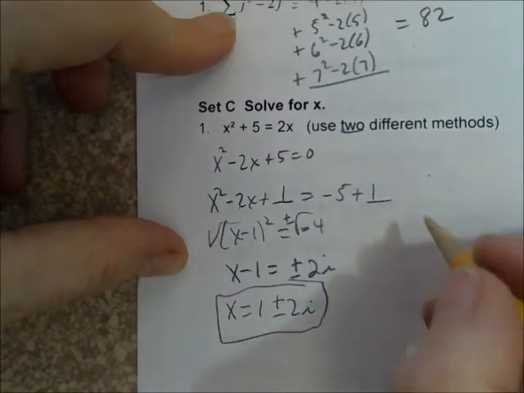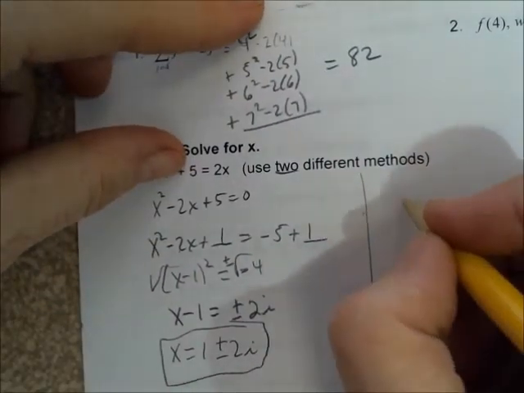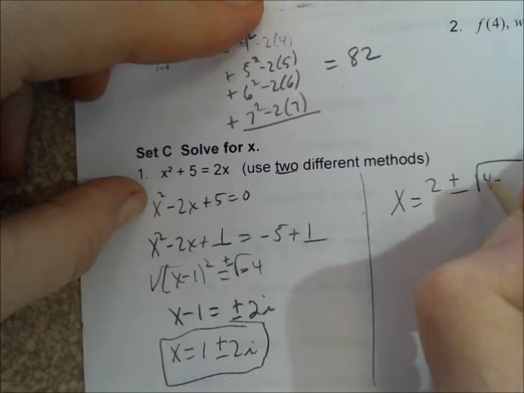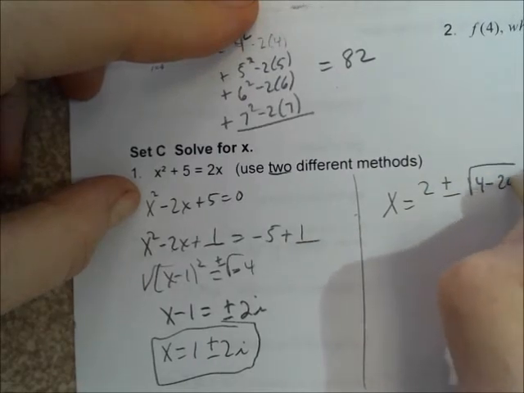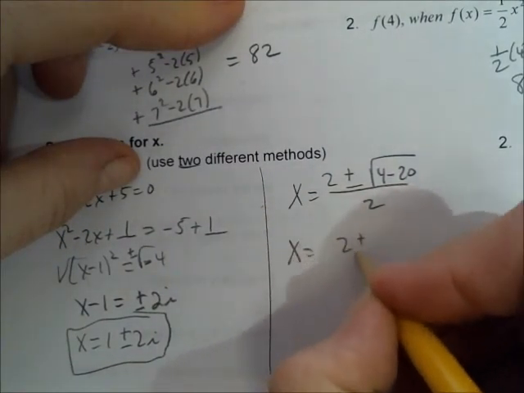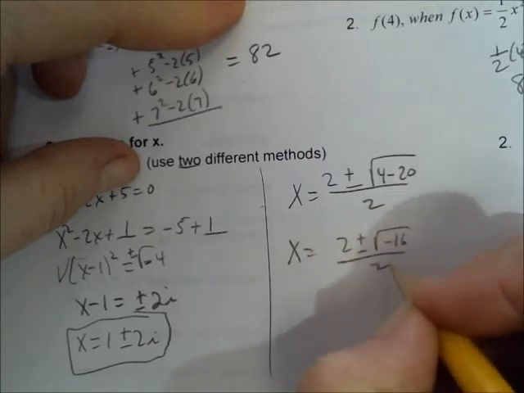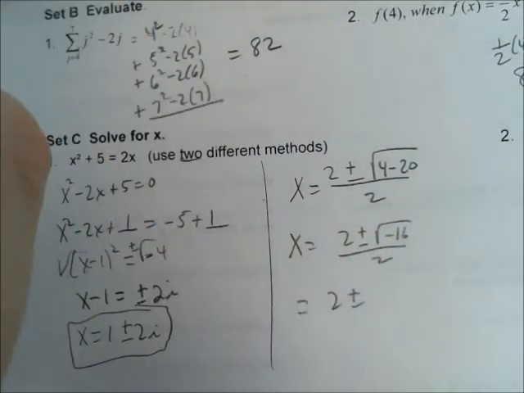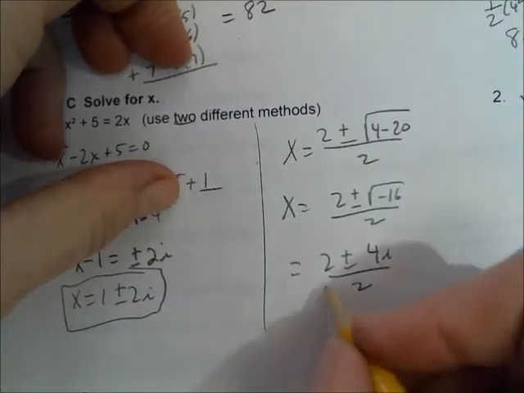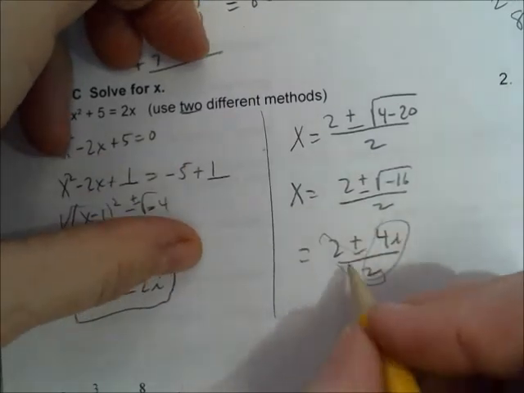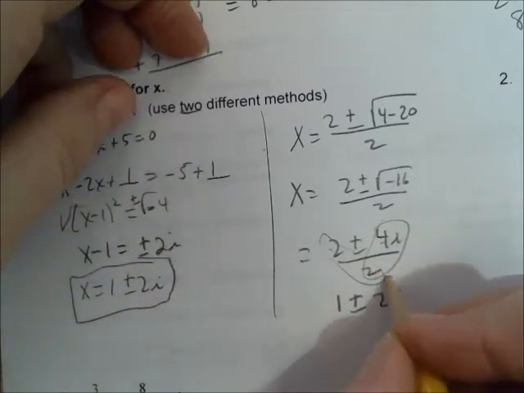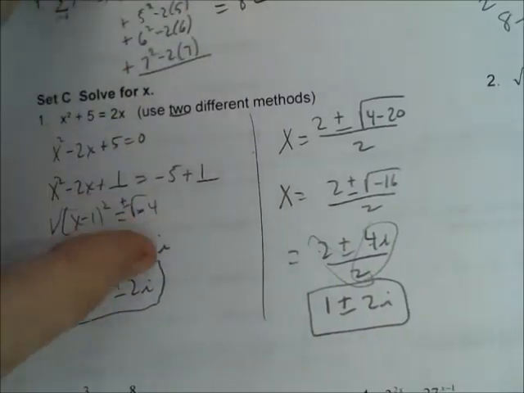That's complete the square. The other method, we could say the quadratic formula: x equals negative b plus or minus the square root of b squared minus 4 times a times c, which is 20, all over 2a. That's the quadratic formula. 2 plus or minus the square root of negative 16 over 2. The square root of negative 16 is 4i, over 2. And now we can just reduce each one of those down. 2 over 2 is 1, plus or minus 4i over 2 is 2i. So you get the same answer using two different methods.